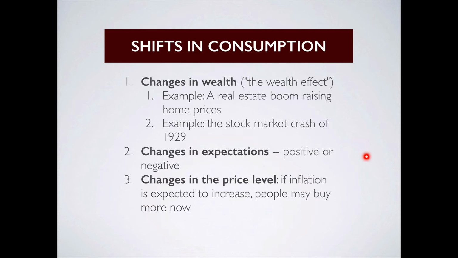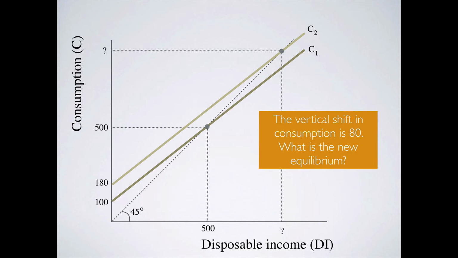The final thing is changes in the price level. Let's say that inflation is expected to increase. Well, people may buy more now, depending on what they expect about the future with regard to the price level. So here's a graph which indicates what it looks like when the consumption function shifts. Look at what's happening here. The old consumption function, C1, is this darker olive colored line, and the new one, C2, is this lighter line.